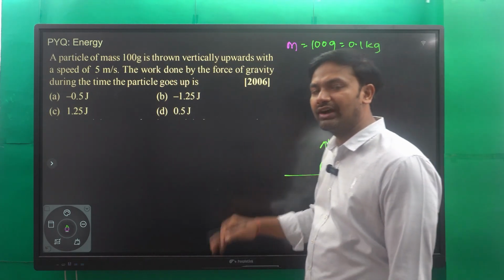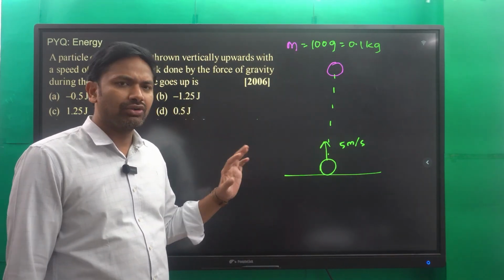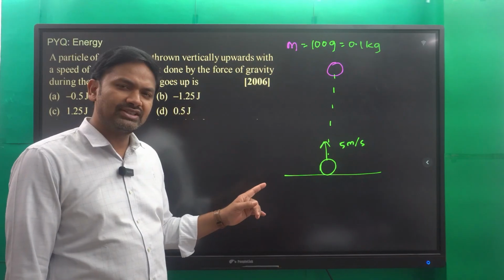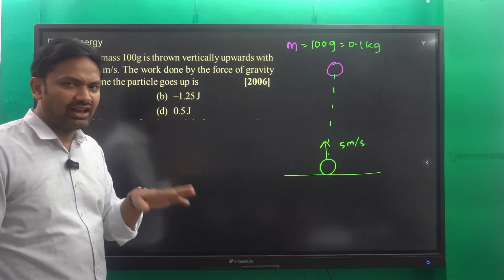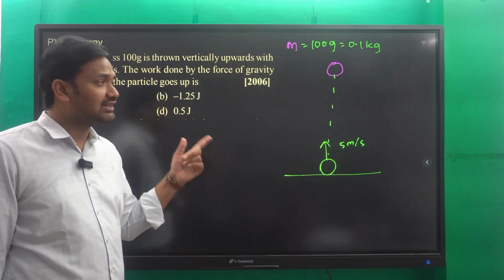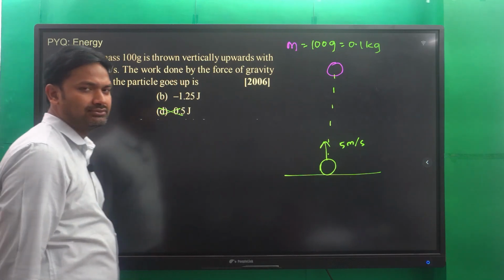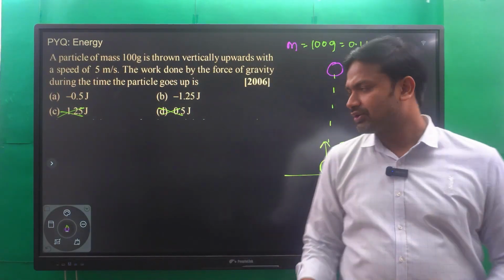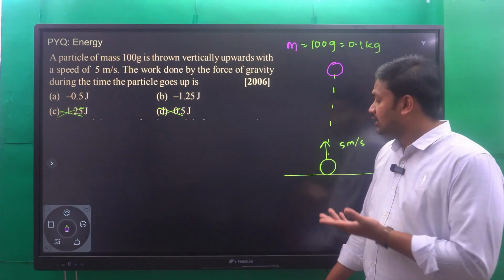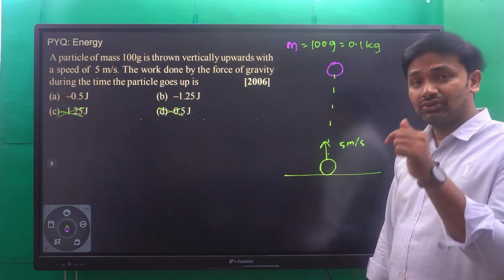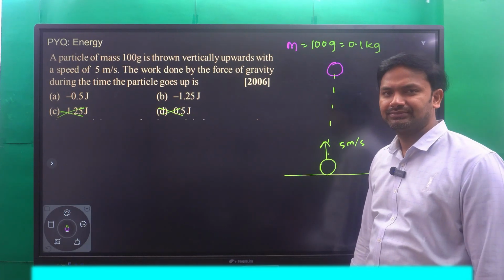So while it is moving up, the gravitational force will be acting in the downward direction. Displacement is in the upward direction. So we can clearly say that the work done is negative, because they are asking for work done by gravity here. So we can clearly eliminate these two options. Obviously, because it is projected upwards, displacement is along the upward direction. The work by the gravity, the force is along the downward direction. So definitely it is going to be either A or B.